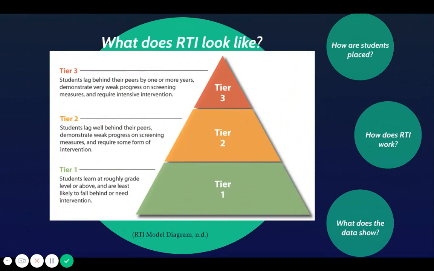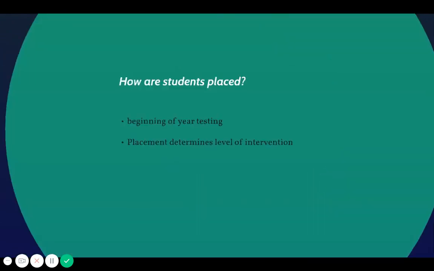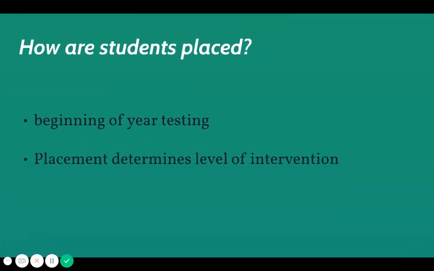All right, let's look at how students are placed into one of these three tiers. Beginning of the year testing or screening is going to be done on every student. It's going to help the teachers to identify grade level readiness for each student. They're going to use these screenings along with possibly other documentation from previous years to determine which tier each student needs to be in.